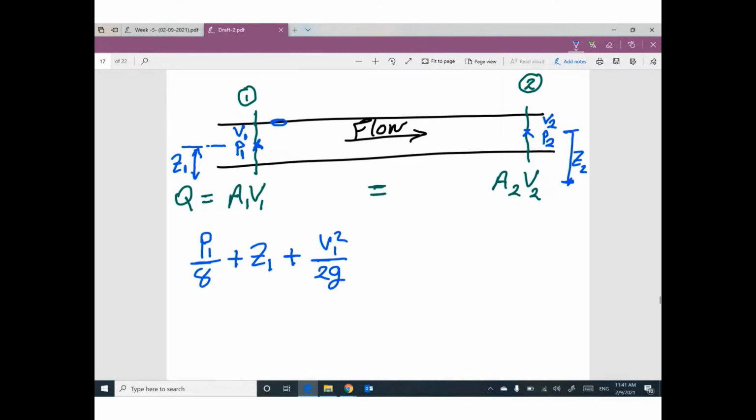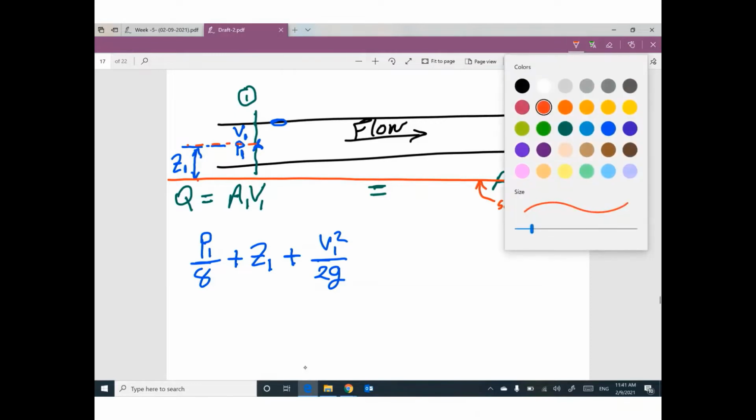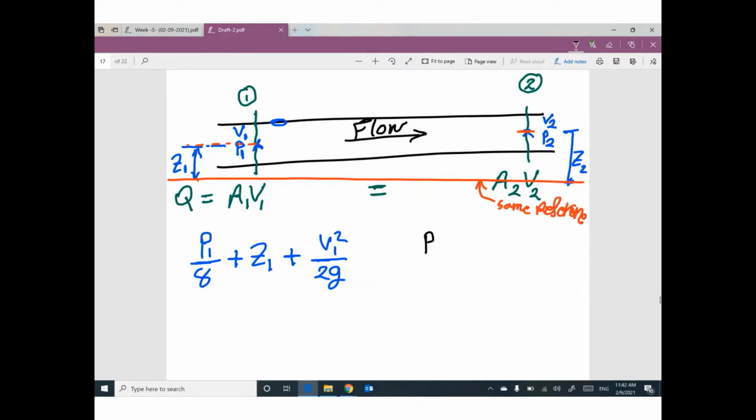To make sure that Z1 and Z2 are measured from the same reference, we have a reference like this. So what is the height of this center line related to this reference, which is called Z2? What is the height of this center line related to this reference called Z1? On the other side, we have pressure P2 divided by gamma, we have Z2, and we have velocity 2 squared divided by 2G.